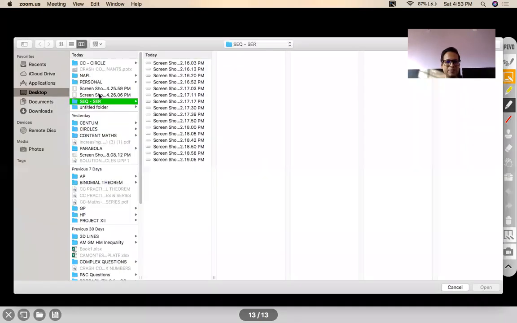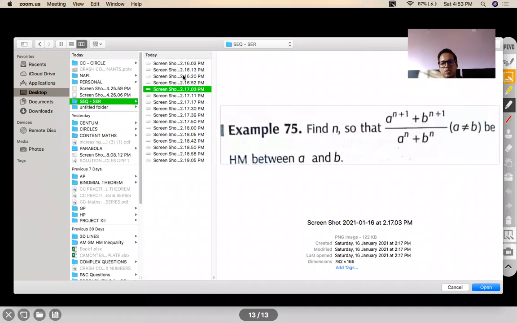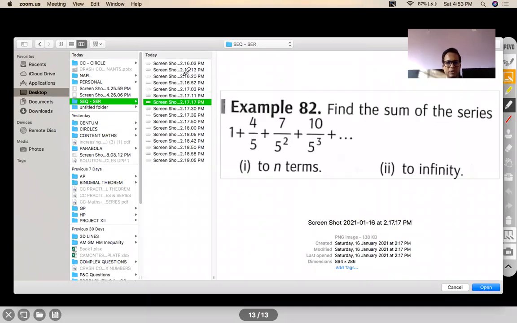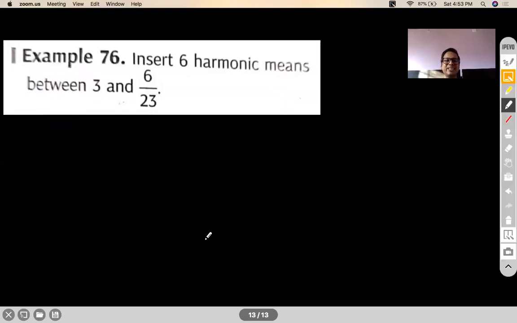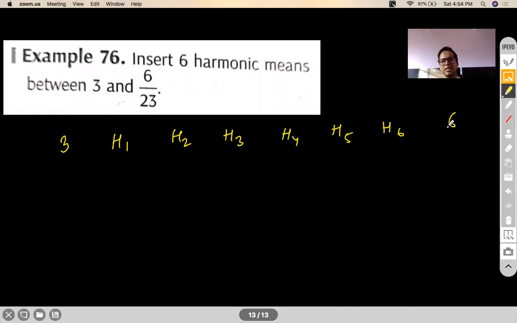Let's take another question. Okay, let's take this question. Insert 6 harmonic means between 3 and 6 by 23. I think we never took a question on inserting some means between the numbers. Now I think we are actually applying those concepts. So insert six harmonic means between 3 and 6 by 23.